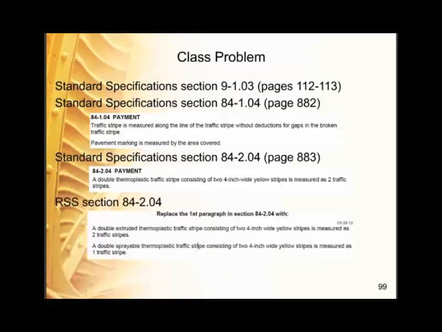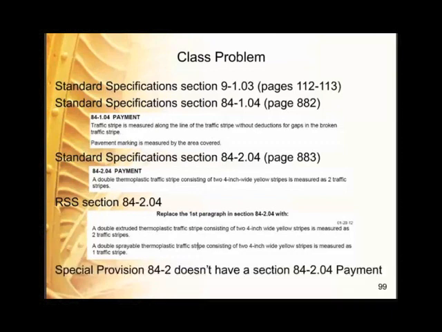The fourth place to check is the revised standard specifications, which has a revision for section 84204 specifying that a double extruded thermoplastic traffic stripe is paid as two traffic stripes, while a double sprayable thermoplastic traffic stripe is measured as one traffic stripe. The last place you must check is the special provisions under section 84, and at this time, there is no section 84-2 special provision, so there's no additional measurement or payment information there.